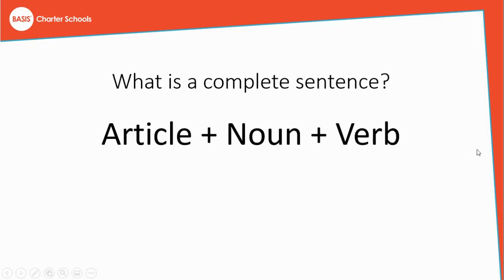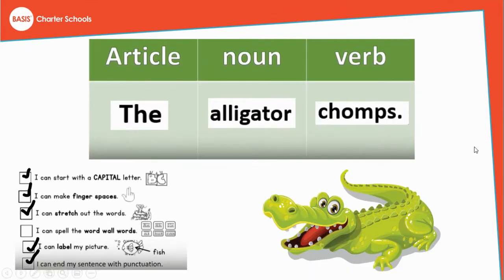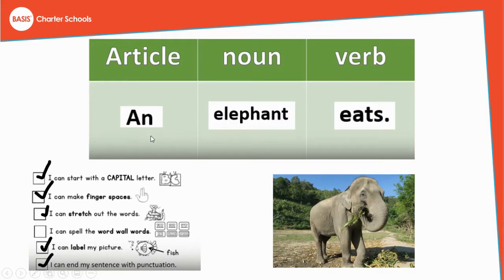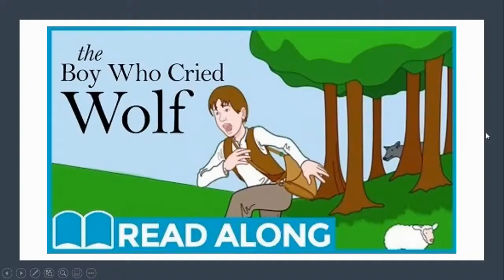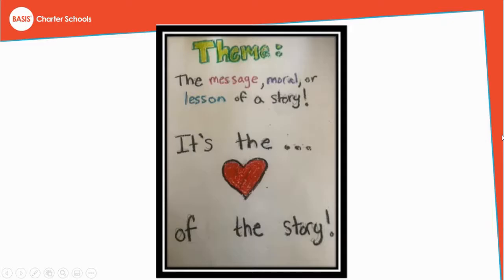Good. We have been looking at sentence structure that is set up like this. Our article first, then our noun, then our verb, right? That's a complete sentence. And we had some great examples. The alligator chomps, an elephant eats, a chef cooks. All of these had article plus noun plus verb. It was the same structure. I'm going to skip over this. We talked about plot. We're going to come back to our reading in just a moment.